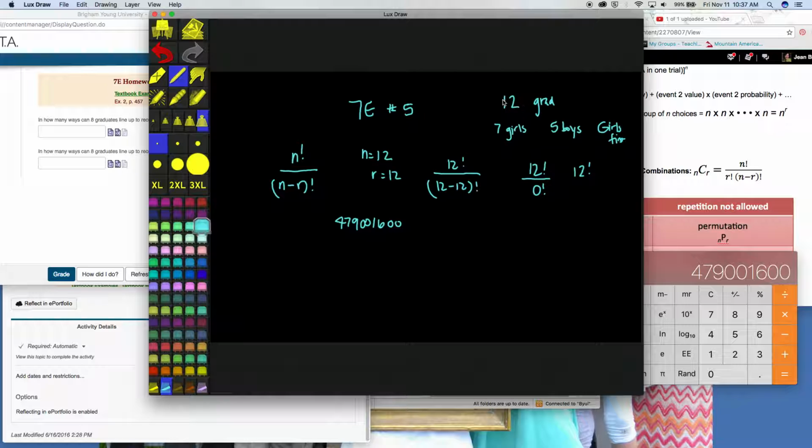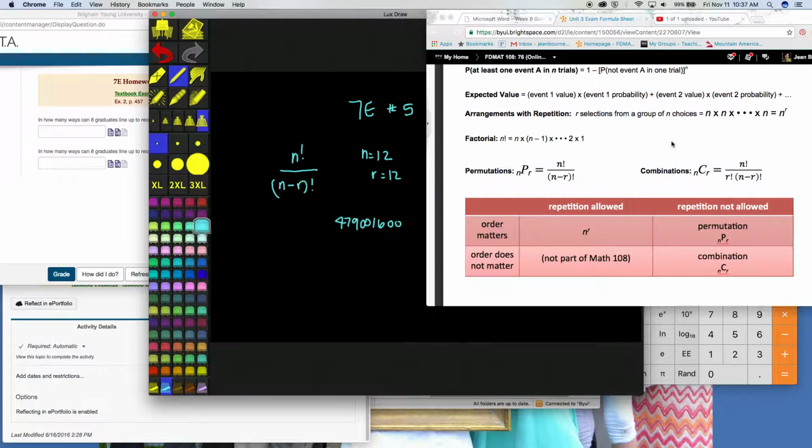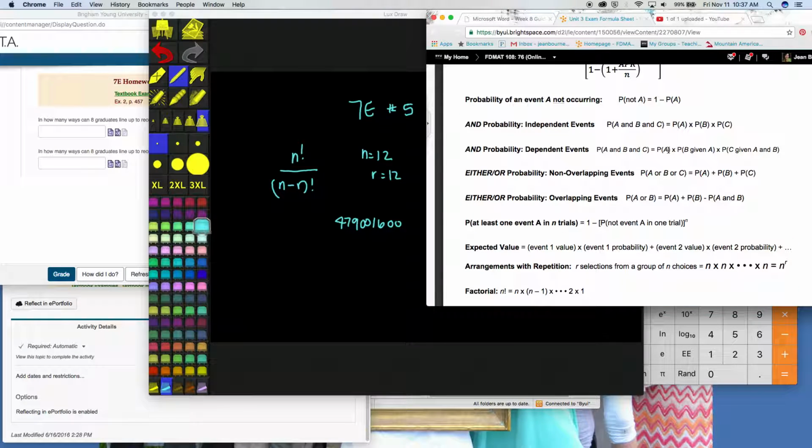Okay, so now for the second part, and again, that's not the answer to this one with 8, so don't get mixed up. Remember, I did 12 graduates. For the second part, we want the girls to go first. So we're actually going to look at this as 2 different events, okay? And these are independent events, so they're going to be multiplied together.